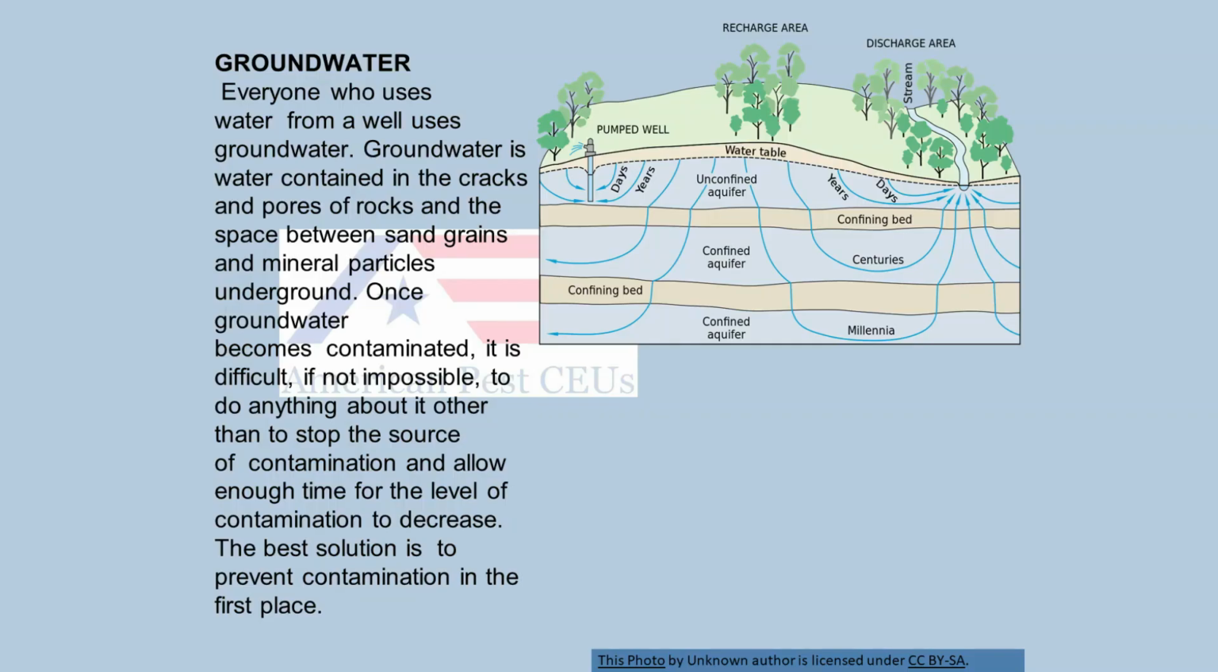Groundwater. Everyone who uses water from a well uses groundwater. Groundwater is water contained in the cracks and pores of rocks and the space between sand grains and mineral particles underground. Once groundwater becomes contaminated, it is difficult, if not impossible, to do anything about it other than to stop the source of contamination and allow enough time for the level of contamination to decrease. The best solution is to prevent contamination in the first place.